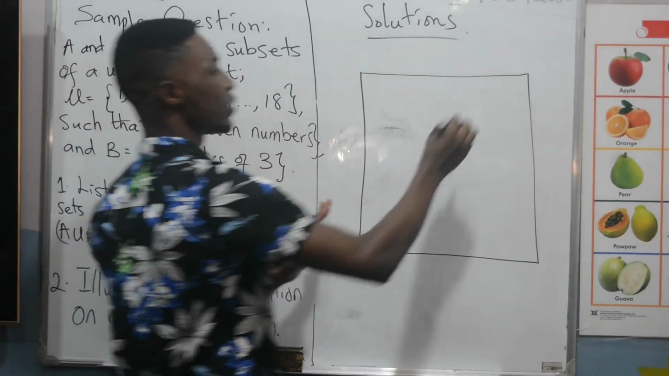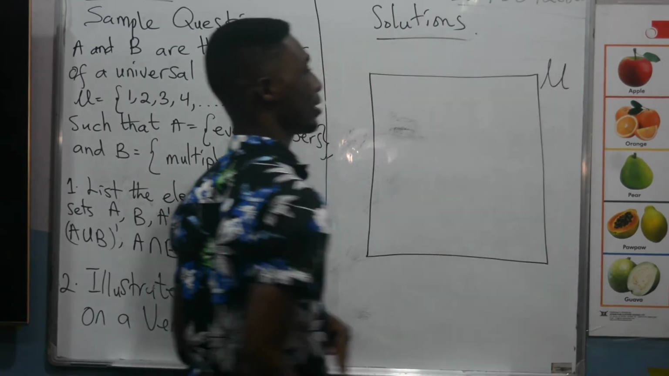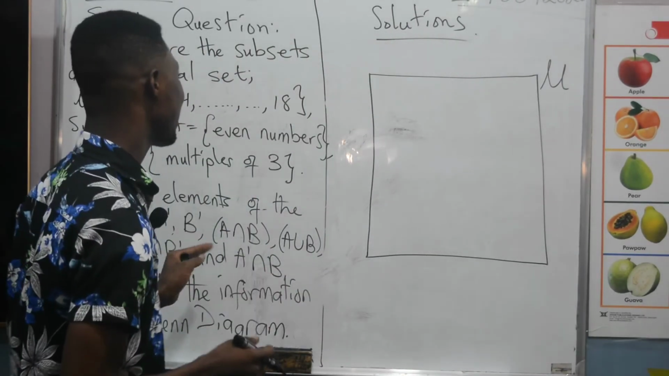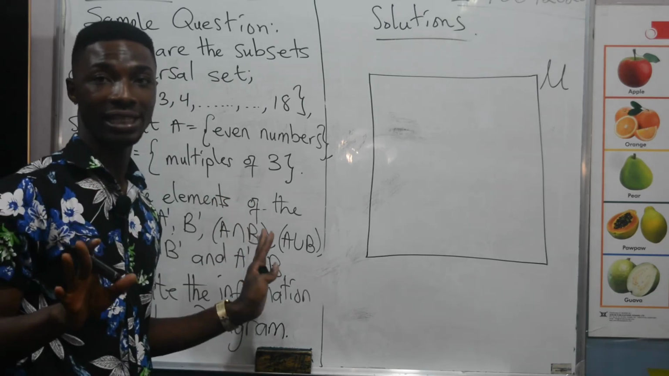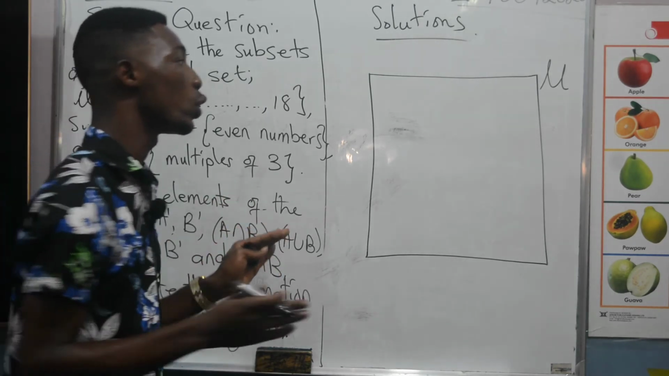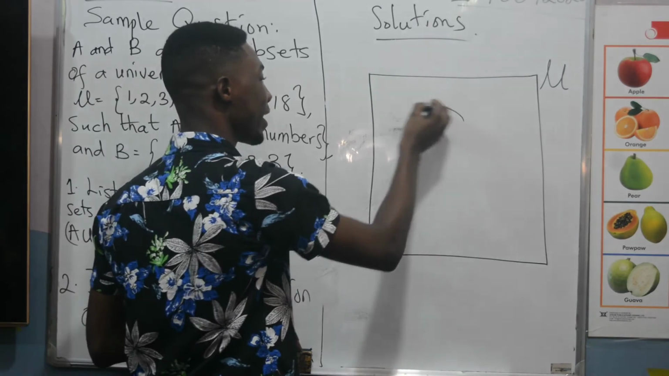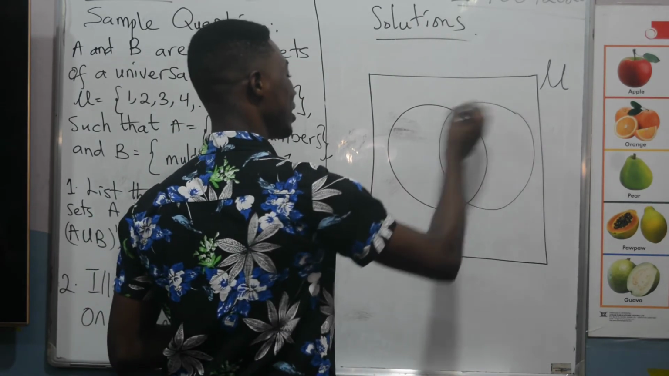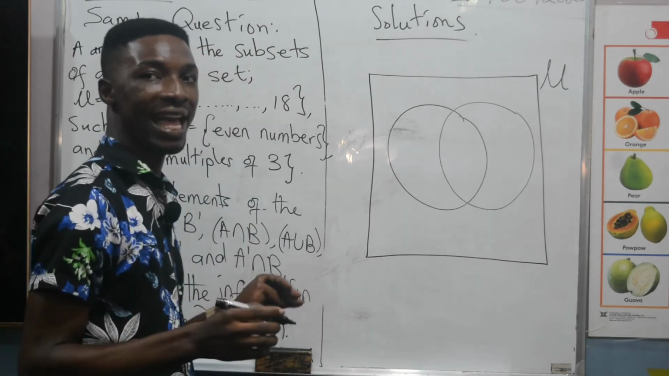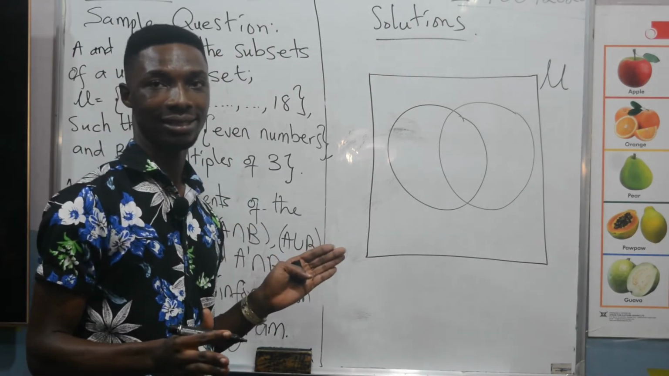So this is going to be the universal set. The universal set has two sets, A and B. They are not disjoint. They have some elements in common. So I have two circles that are intersecting.